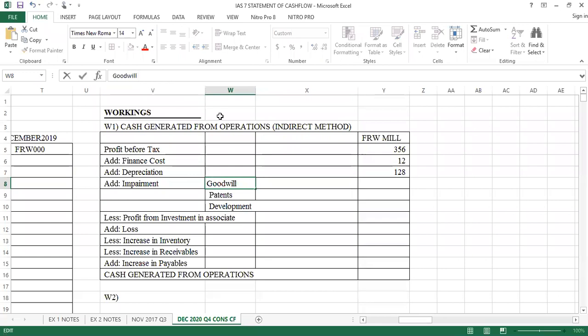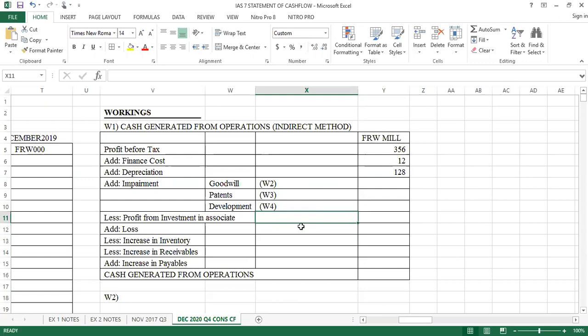Where have we reached? Working 2. That will be working 2. This will be working 3. This will be working 4. So we'll be having those workings. Okay, fine. So working 2, working 3, working 4. We'll have them there to test for impairment. If it is not there, we remove it.